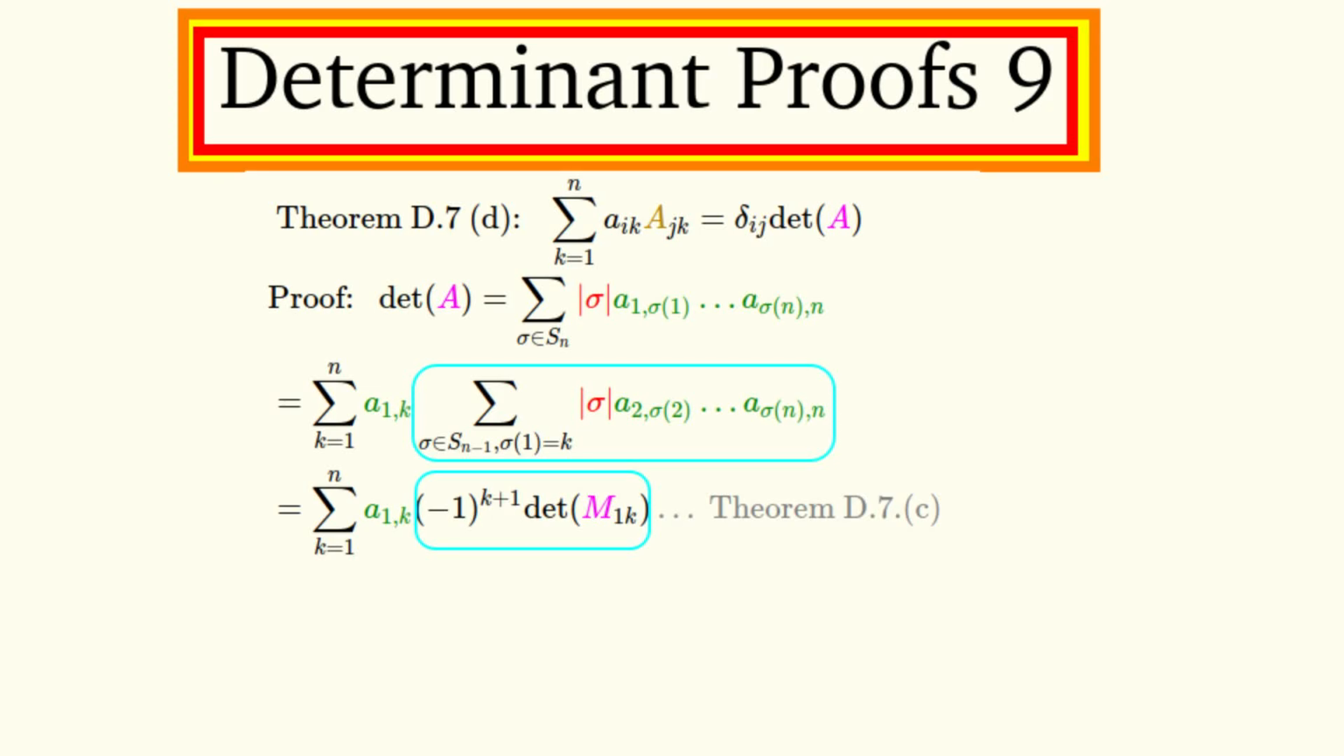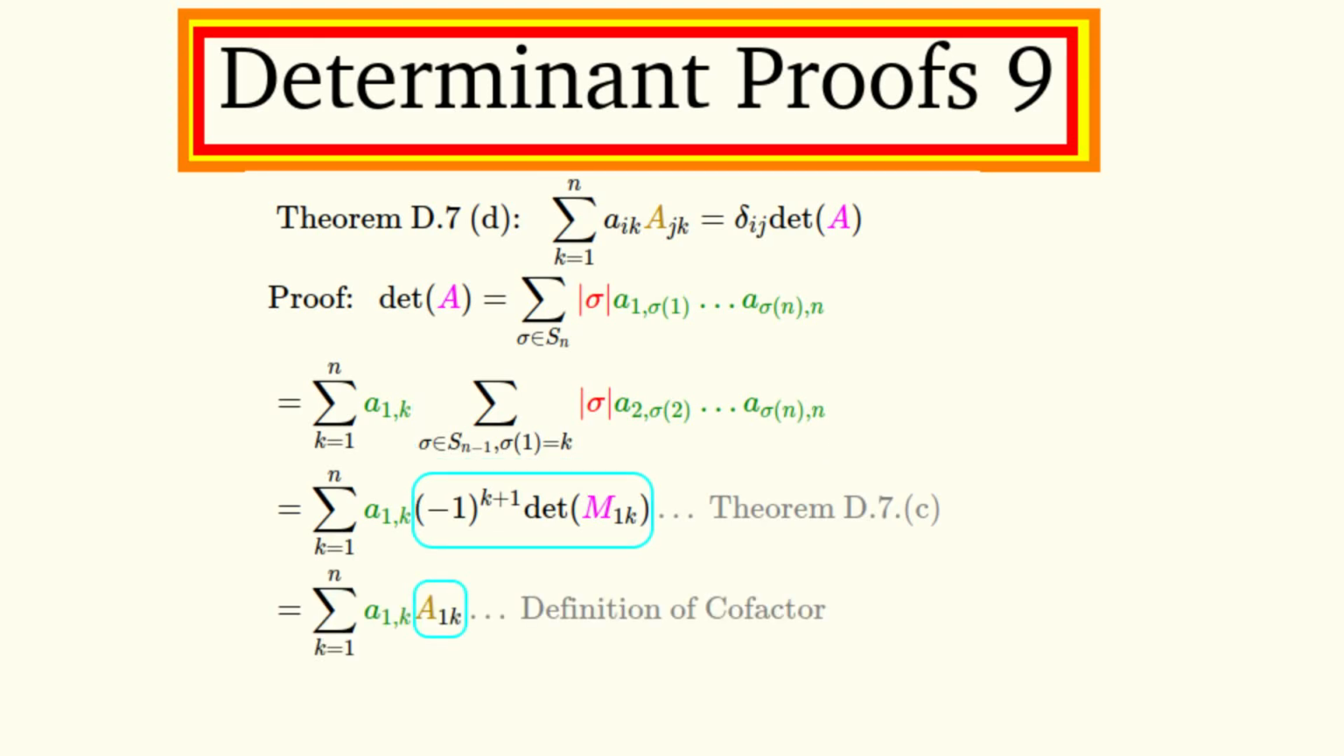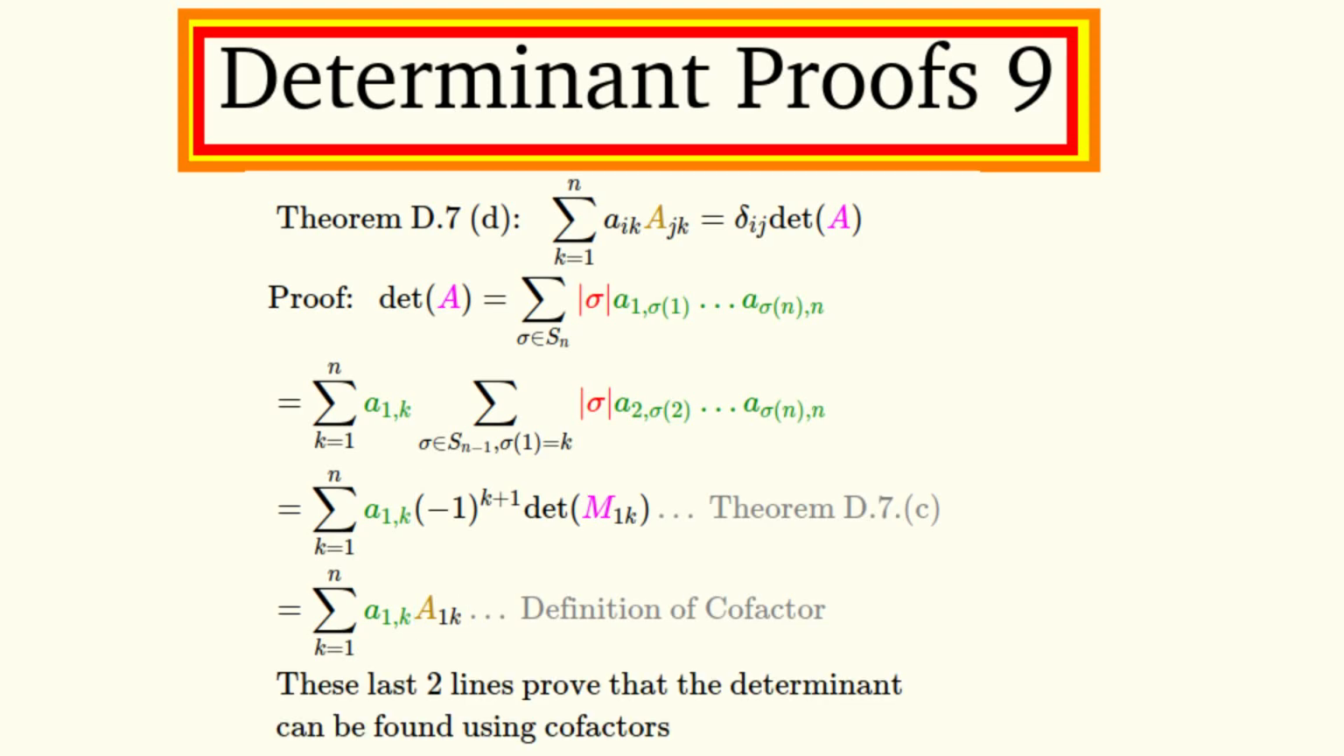We can write the (-1) to the power of 1 plus k term on the other side because it's its own inverse. And we can substitute the cofactor in here because that's its definition. So these two lines prove that the determinant of a matrix can be calculated from its minors or cofactors, which is sometimes presented as a second definition of the determinant, or as an unproven theorem in textbooks.